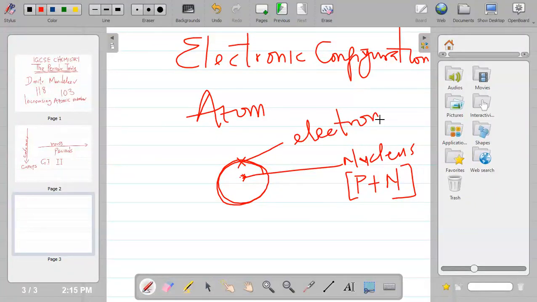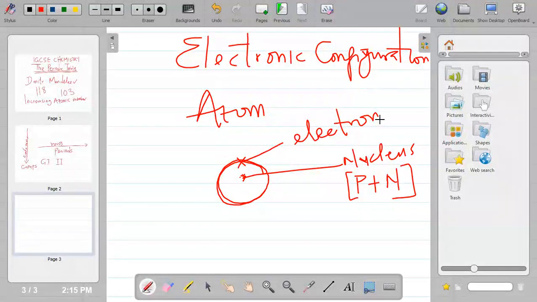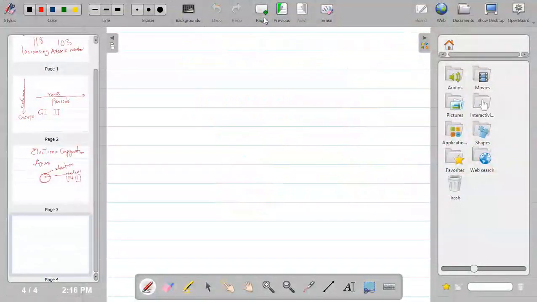Now, like I said, we can represent the electronic structure of an atom using an electron shell diagram. And what diagram are we talking about? The diagram of an atom. The electrons, as you can see, orbit the nucleus in shells. Each shell has a different amount of energy. What do I mean by each shell? An atom of an element can have multiple shells.